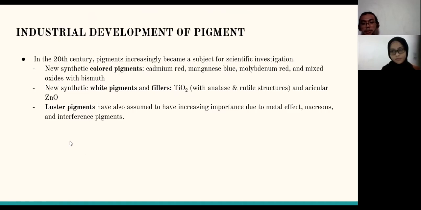Okay, next I will proceed with the industrial development of pigment in the 20th century. In this century, pigments increasingly became a subject for scientific investigation and research. There were new synthetic colored pigments that came onto the market, such as cadmium red, manganese blue, molybdenum red, and mixed oxide with bismuth. There are also new synthetic white pigments and fillers, which are titanium dioxide with anatase and rutile structures and acicular zinc oxide. And there were also luster pigments. Luster pigments are assumed to have increasing importance because they have metal effect properties, nacreous, and interference pigments.